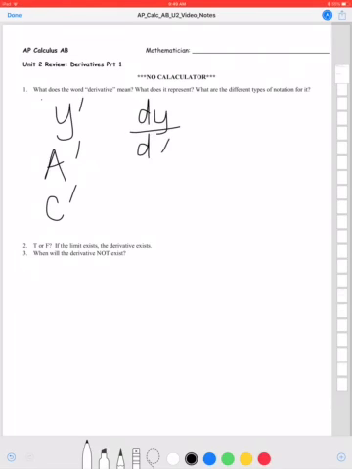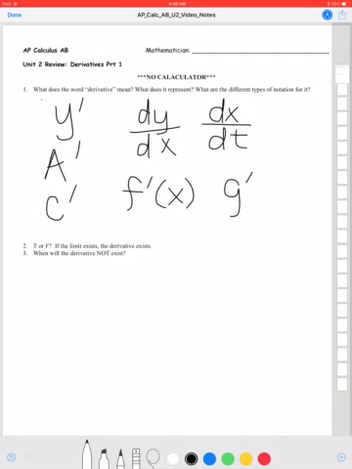Change in y over change in x, dy dx, delta y over delta x, or if the independent variable is time, it might be dx dt. It just depends on the variables they're using. All right, and then if it's a function, we might see f prime of x or g prime of x.